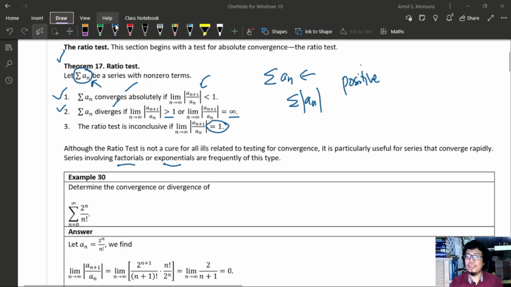So here, we again take note that we can apply the ratio test if our series contains exponentials and factorials. If your series contains exponentials and factorials, one of the better tests to use is the ratio test. So let's try that in example 30. In example 30, we're asked to determine the convergence or divergence of this series. Here it contains both an exponential and a factorial, so this is a good candidate for your ratio test.